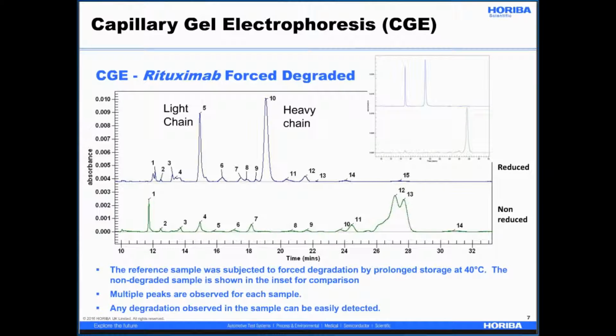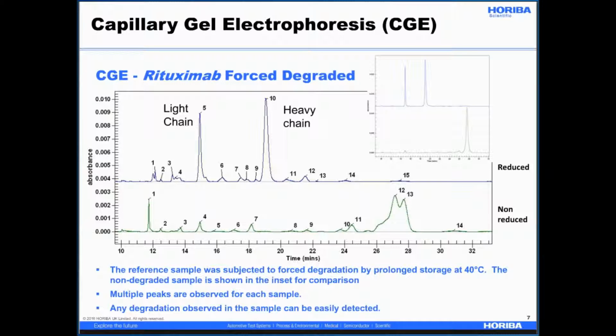Here we have the Rituximab force-degraded sample. The 40-degree incubation was used to degrade the sample and show the effects of inappropriate storage. The reduced sample is shown in blue, and the non-reduced sample is shown in green. The non-degraded samples are shown in the inset for comparison. We can clearly see that a greater number of peaks are observed in the degraded samples, with a number of small, low molecular weight species being observed.